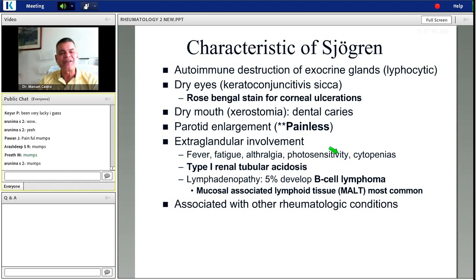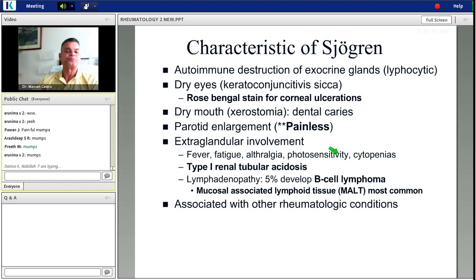Now, they're going to have type 1 renal tubular acidosis. Type 1 renal tubular acidosis. These patients are going to have type 1, which is distal renal tubular acidosis. We're going to do nephrology, and we're going to talk about the renal tubular acidosis when we talk about nephrology, right?